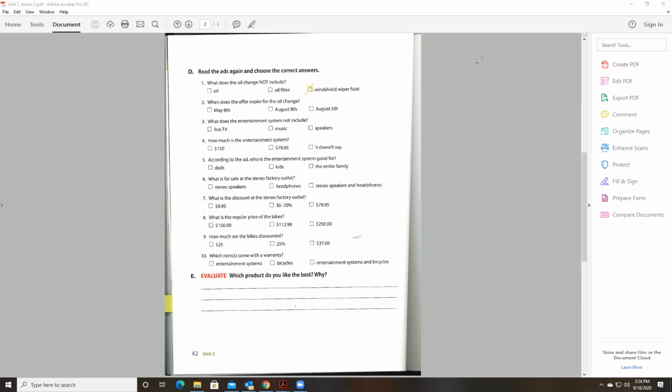All right, I will let you do numbers 2 through 10, and then I will check those on Monday. So you will use the advertisements on exercise B to answer those. Now let's look at E. It says, which products do you like the best and why? Again, that one is for you to answer. And then I will read that on Monday when you bring it in to me.